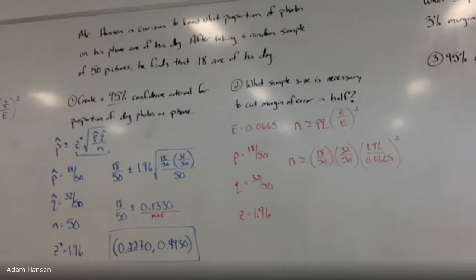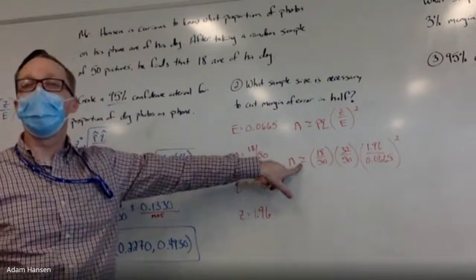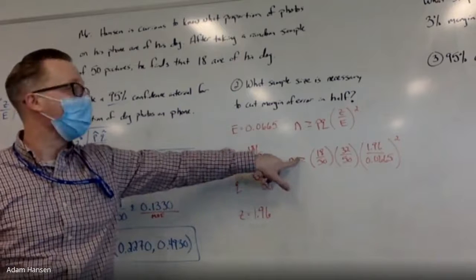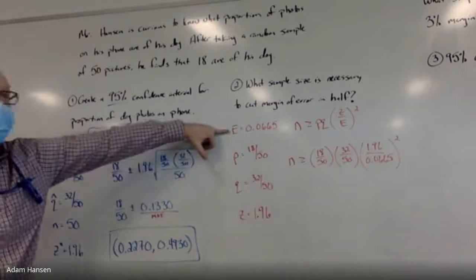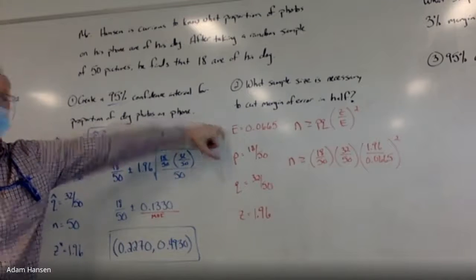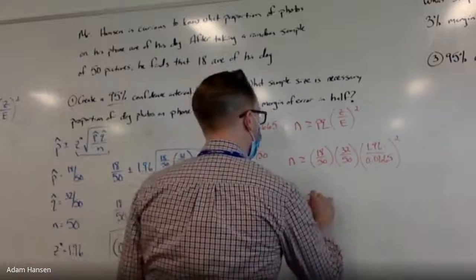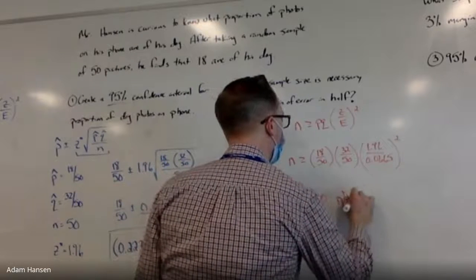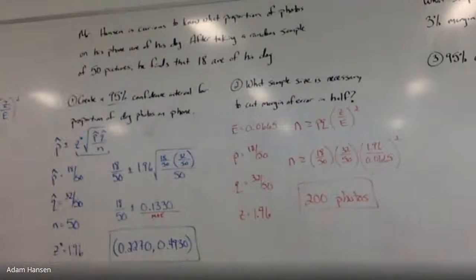So if it's a whole number, if it was exactly 200, we'd have no problem. Leave it exactly 200, we're good to go. If it's anything else, you always have to go so that you hit the allotted error you're supposed to. Does that make sense? So 200 photos. Cut the margin of error. Roughly 4 times as many pictures to get half the margin of error.